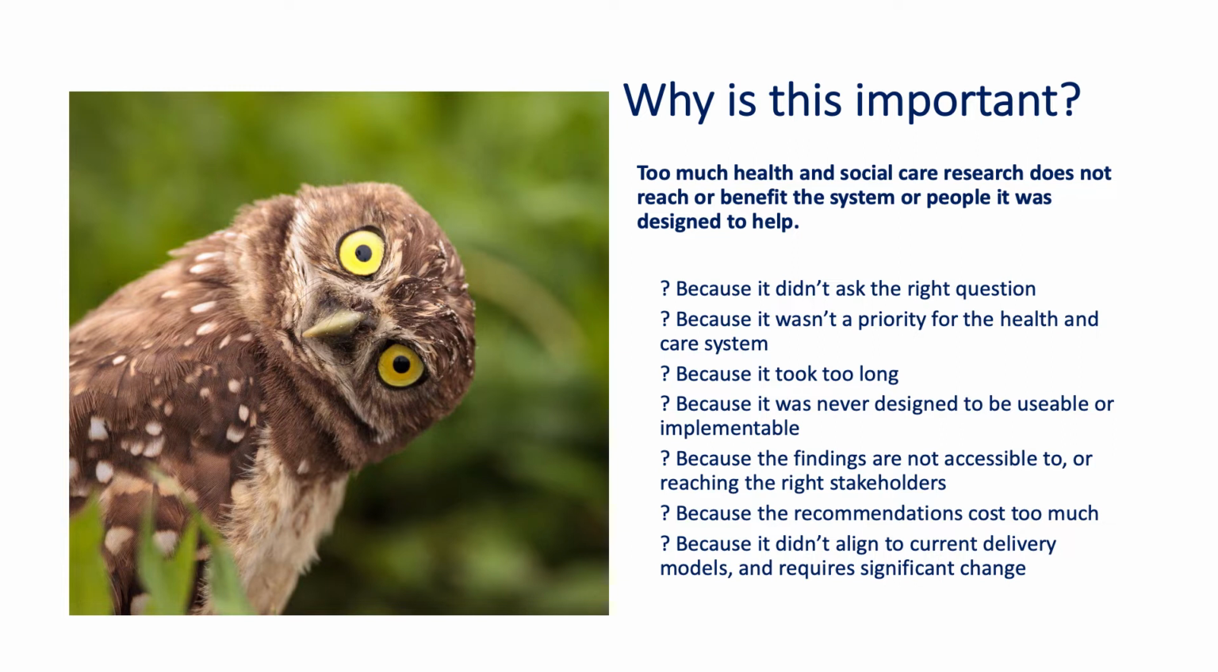And this is important because too much health and social care research does not reach or benefit the system or the people it was designed to help. This could be because it didn't ask the right question, or because it wasn't a priority for the health and care system, because it took too long, because it was never designed to be usable or implementable in the first place, because the findings are not accessible to or reaching the right stakeholders, possibly because the recommendations cost too much, and also if it doesn't align to current delivery models or would require significant organisational change, that would be a barrier too.